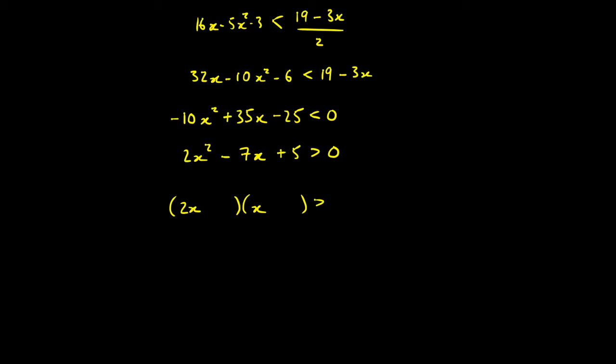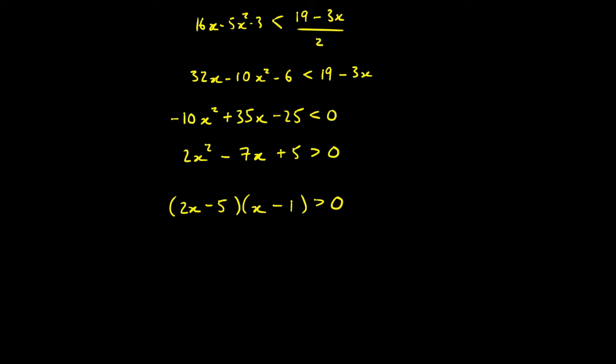Okay, now what I want is two numbers that are going to multiply together to give positive 5 and that are going to combine in some way to give negative 7. Well, I think if I put a negative 1 here, and a negative 5 here, it's going to fit the bill, because negative 5 times negative 1 is positive 5. And what I'm going to get there is negative 5 times x, which is negative 5x, and 2x times negative 1, which is negative 2x, and negative 5x minus 2x is negative 7x.